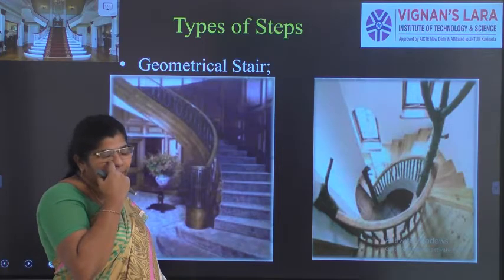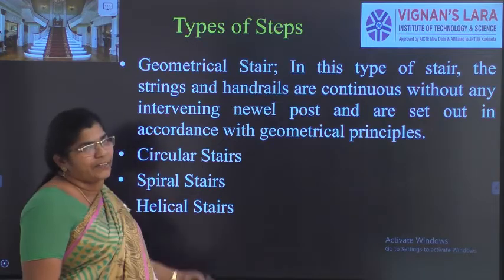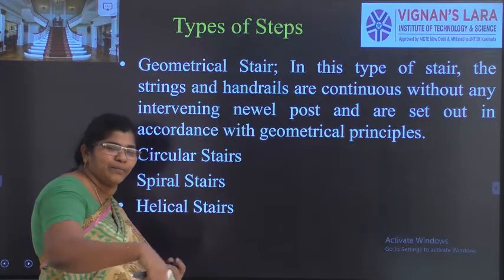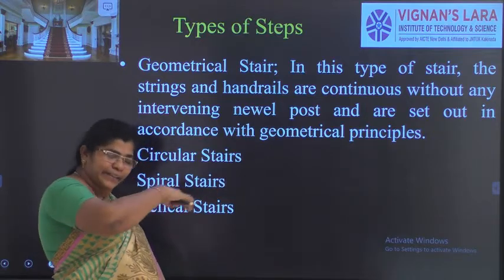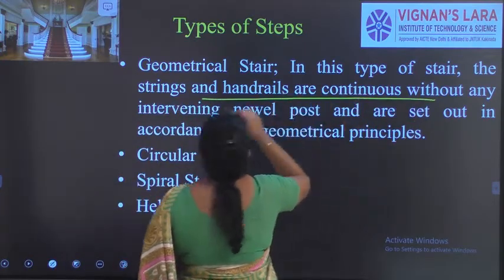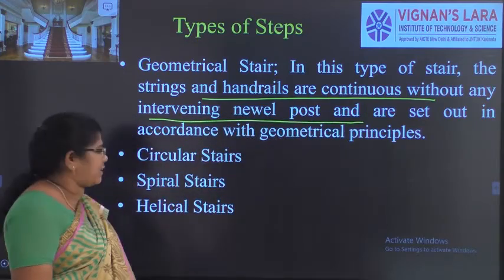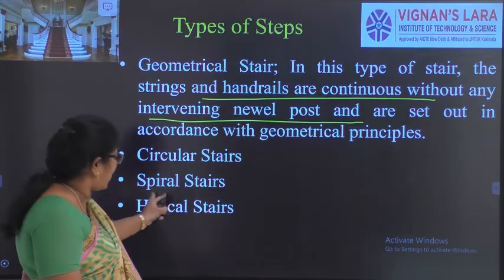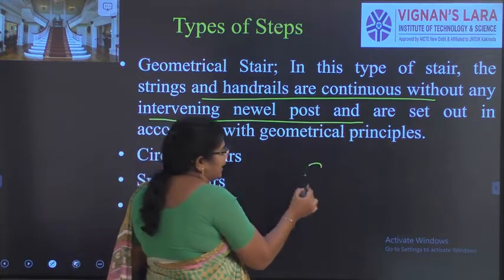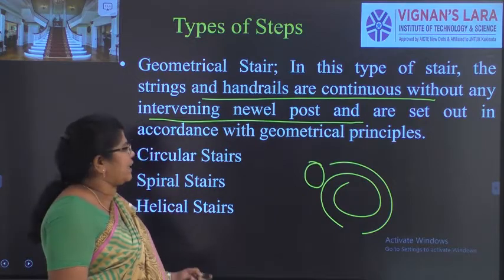Under the geometrical stairs we have spiral stairs, circular stairs and helical stairs. But when we see this, almost everything is of circular dimensions. For the plan we saw, whether it is spiral, circular or helical, everything will be a circular one. Where the strings and handrails are continuous, without any intervening newel posts, we call it the circular stairs. If there is a central post, we call it the spiral stairs. And helical stairs are a little different; if it is circular like this, we have helical like this, okay. Then we call it a helical staircase.